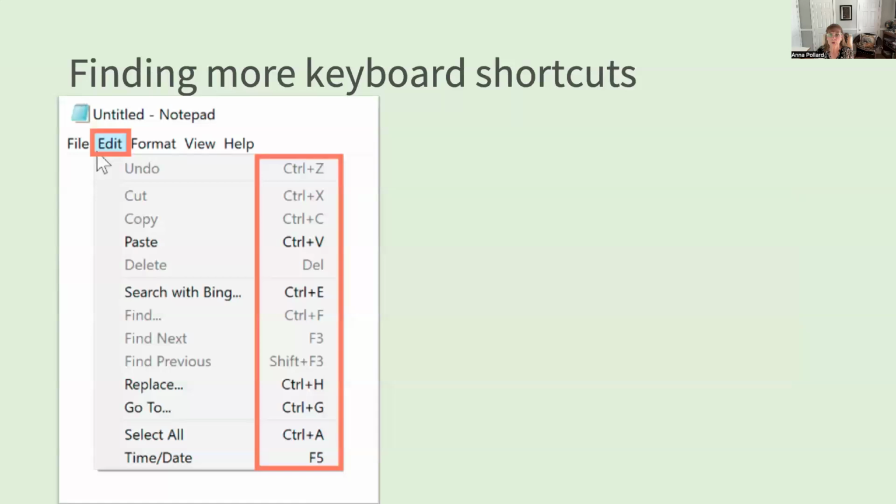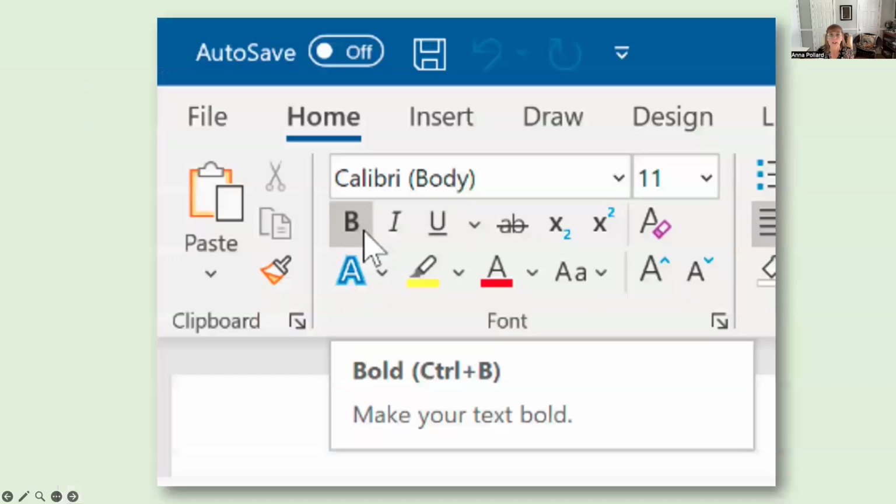In many applications, you'll find keyboard shortcuts next to menu items, like you see here. In some applications, you may need to hover over a button to display its keyboard shortcut.